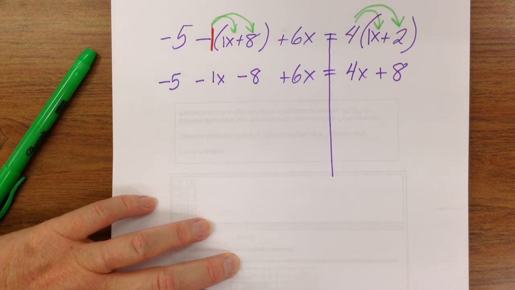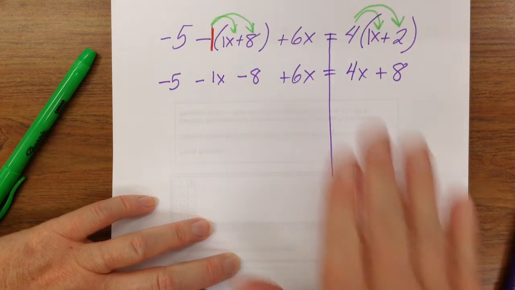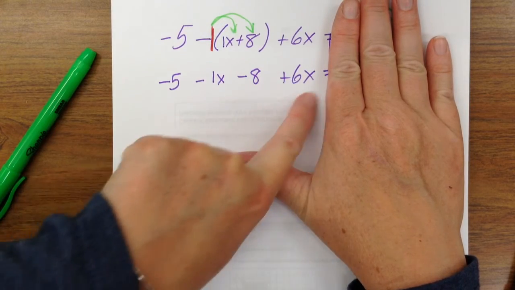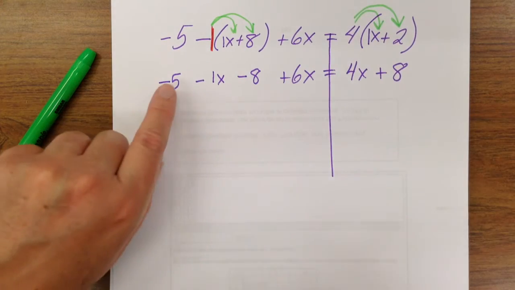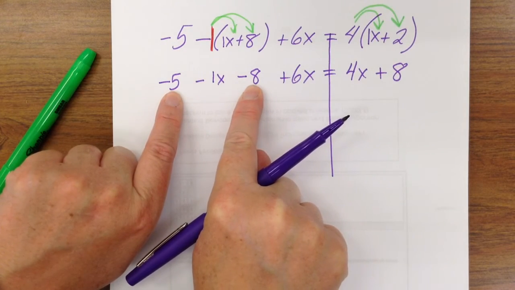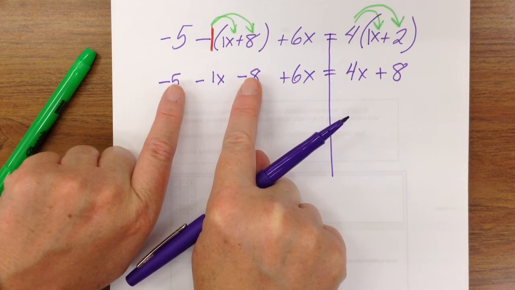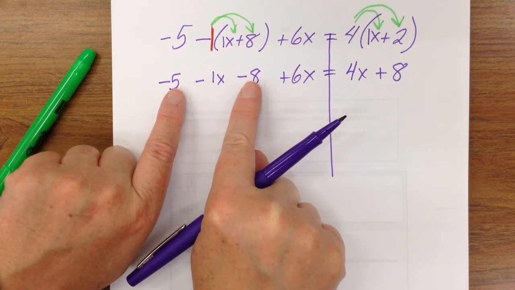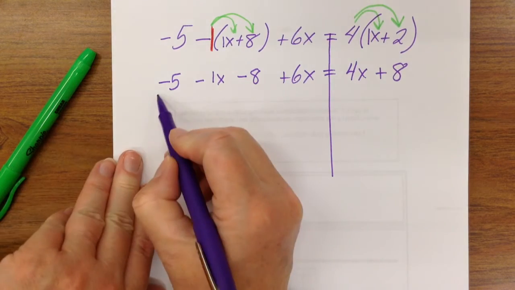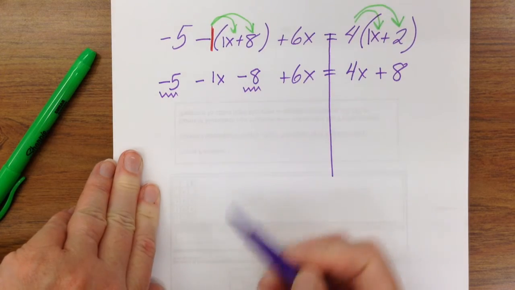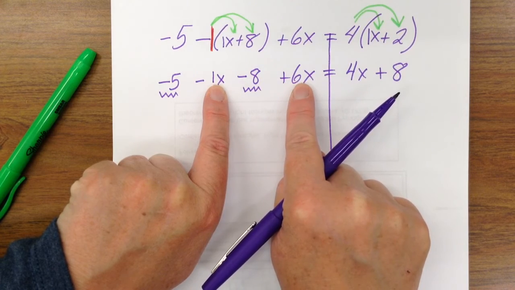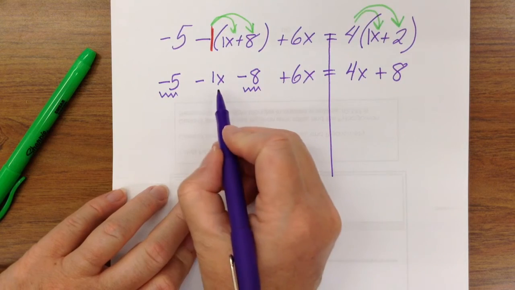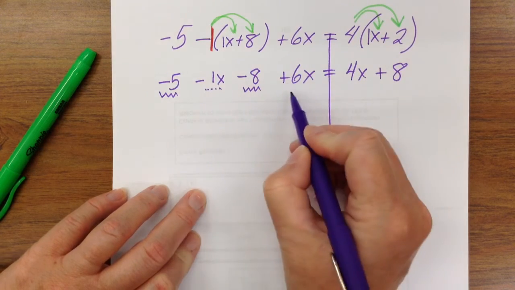I am going to choose to do the combining. What do you mean, Mrs. Klein? Well, when I look on this left side, I see some things that will play together. -5 and -8 do not have x's. They are constant terms. They will combine as like terms. I can put those two together. The -1x and the +6x both have an x, therefore they can play together. I'll put polka dots under those.